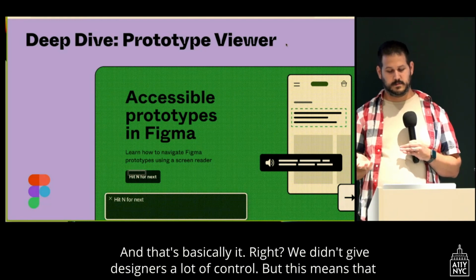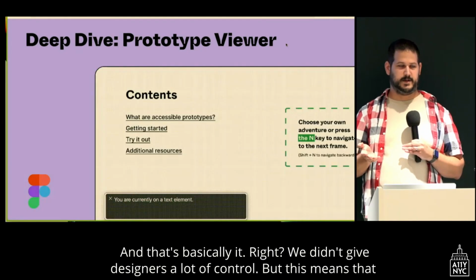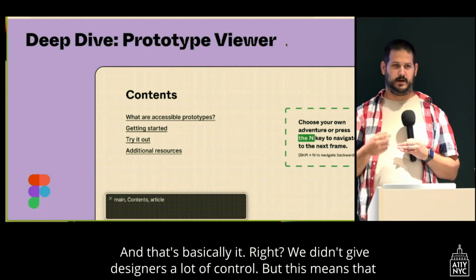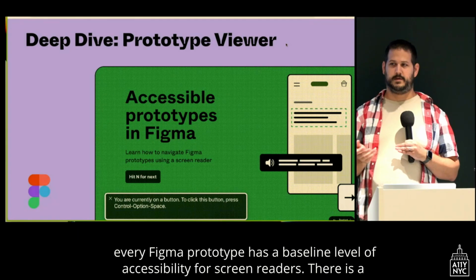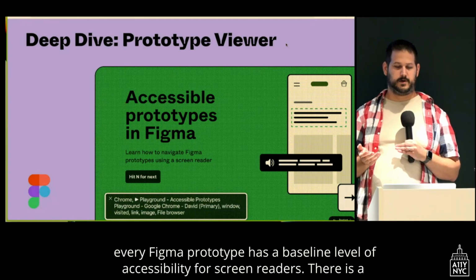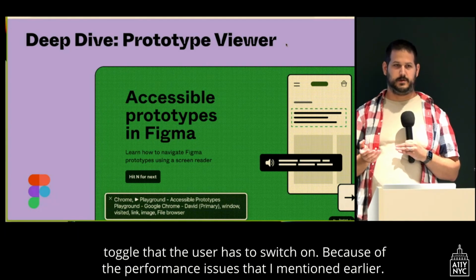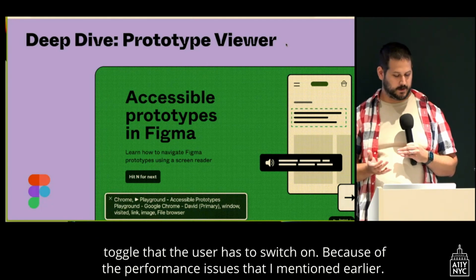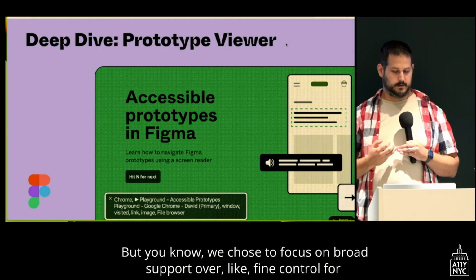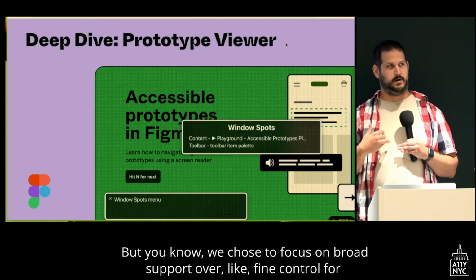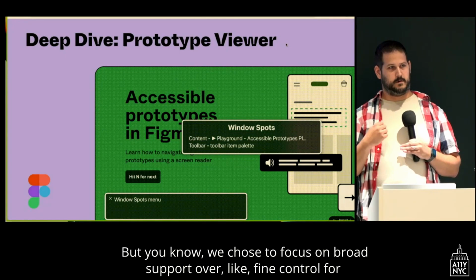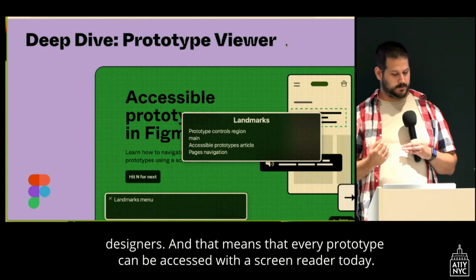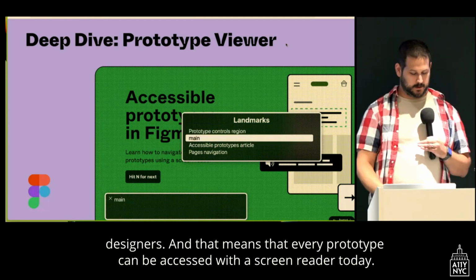And that's basically it, right? We didn't give designers a lot of control. But this means that every Figma prototype has a baseline level of accessibility for screen readers. There is a toggle that the user has to switch on because of the performance issues that I mentioned earlier. But we chose to focus on broad support over fine control for designers, and that means that every prototype can be accessed with a screen reader today.